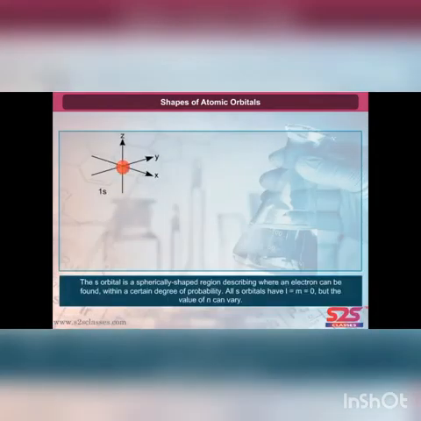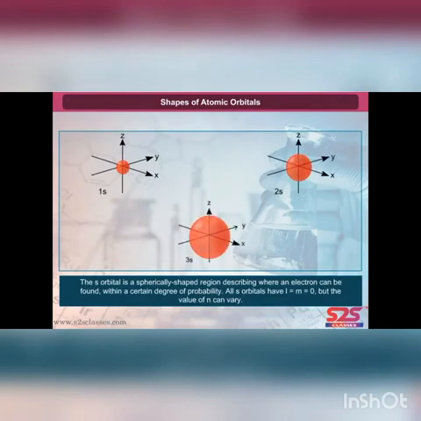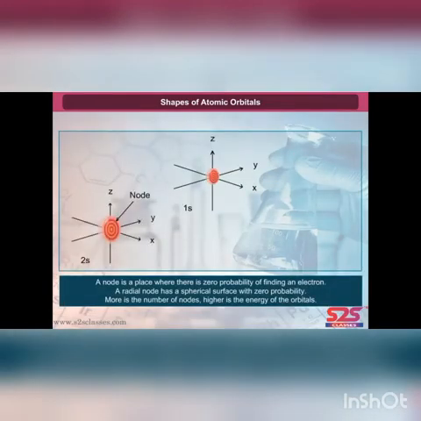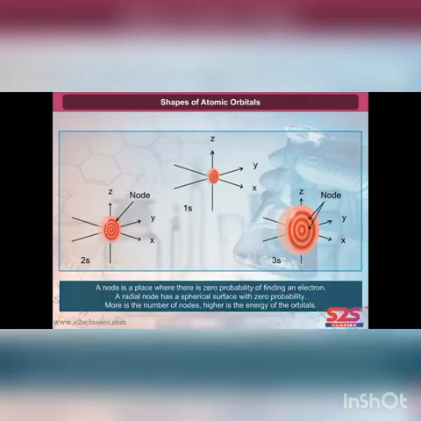The s orbital is a spherically shaped region describing where an electron can be found within a certain degree of probability. All s orbitals have l equal to ml equal to 0, but the value of n can vary. A node is a place where there is 0 probability of finding an electron. A radial node has a spherical surface with 0 probability. The more the number of nodes, the higher the energy of the orbital.